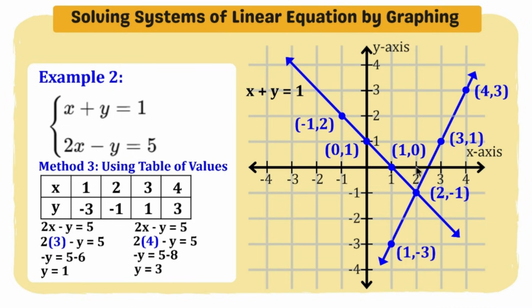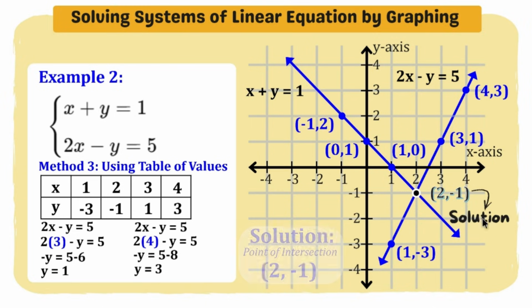So there you go. Dalawang line nag-intersect sa anong point? Ang solution na po natin ngayon ay itong point 2, negative 1. Okay, so again, the solution is 2, negative 1. It is where the two lines intersect.